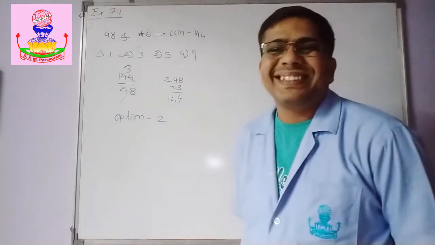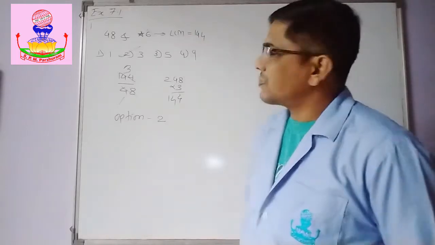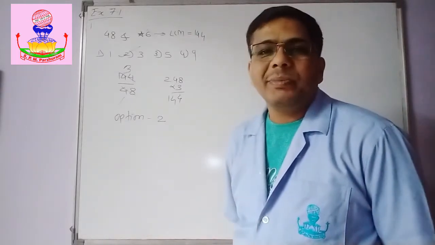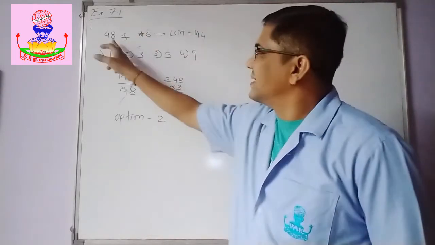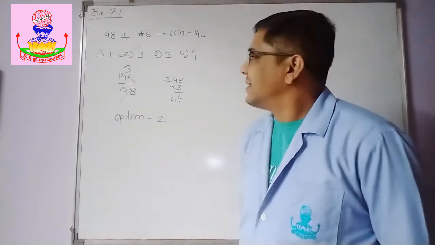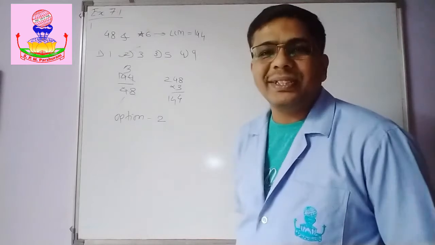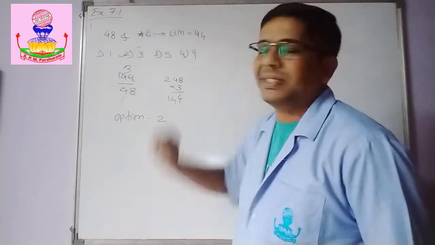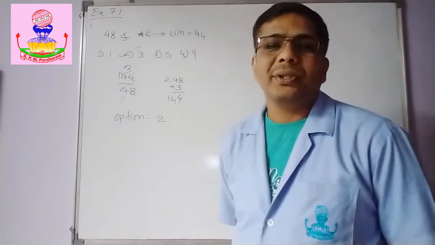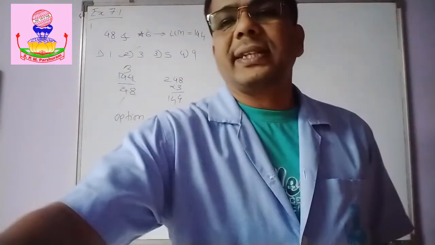What we have done is this. This is the LCM, so the LCM should be divisible by both these numbers. And secondly, when I divide this, the quotient I get comes in the tens place of this number. So that's the clue. Now, let's move to the next example.